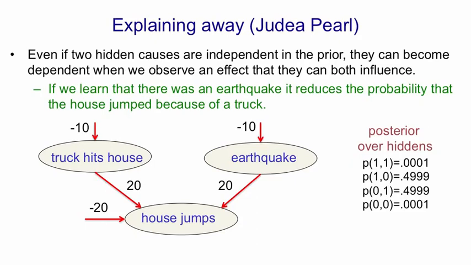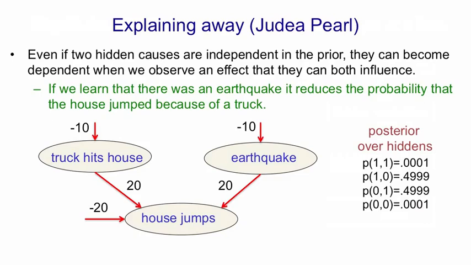There are 4 possible patterns of hidden causes, given that the house jumped. 2 of them are extremely unlikely, namely that a truck hit the house and there was an earthquake, or that neither of those things happened. The other 2 combinations are equally probable, and you'll notice they form an exclusive OR. We have 2 likely patterns of causes, which are just the opposites of each other. That's explaining away.